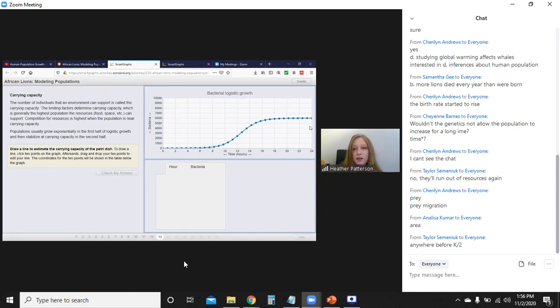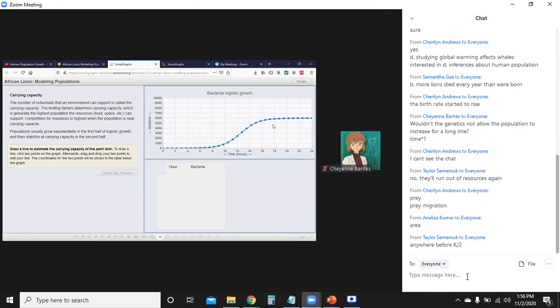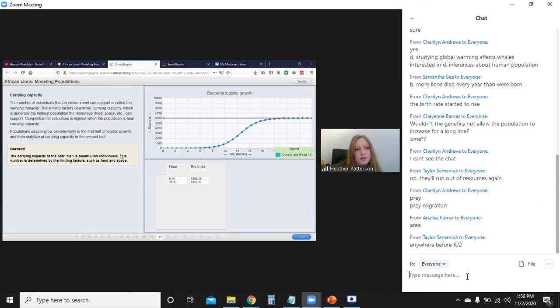So where do you guys think your carrying capacity is? 6,000? Yeah, right around there. Somewhere in there. Yeah, so it's about 6,000, and you can see that because it levels off, as Cheyenne said.